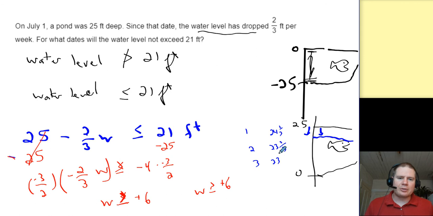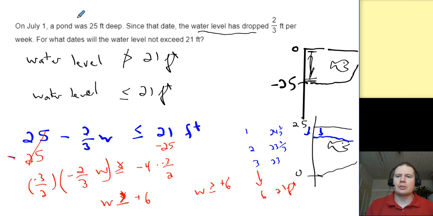In other words, as this process continues, after 6 weeks, my level will be at 21 feet. If I keep dropping by 2/3 of a foot per week, after 6 weeks exactly, my water level will be at exactly 21 feet. And 21 feet does not exceed 21 feet. So on that very next week, after exactly 6 weeks, I'm good. So for what dates will the water level not exceed 21? I need a date that's 6 weeks after July 1st. And from that date forward, well, assuming this water level is dropping consistently, and that's certainly not realistic that the water level would drop at such a precise rate over months. But that's what they're setting up for their situation.